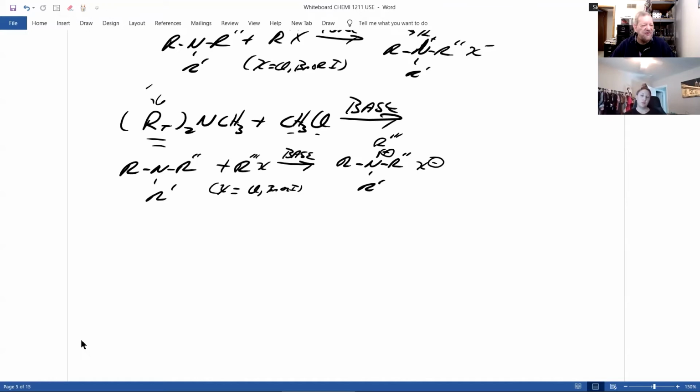And I can call this R and R prime, the methyl group R double prime, and this methyl group R triple prime. So one way of writing it would be this. Notice I have one methyl group, I'm going to add another. I already have two tallow.